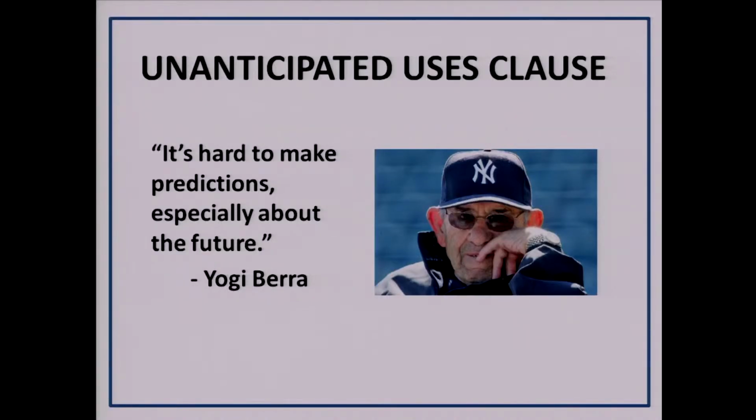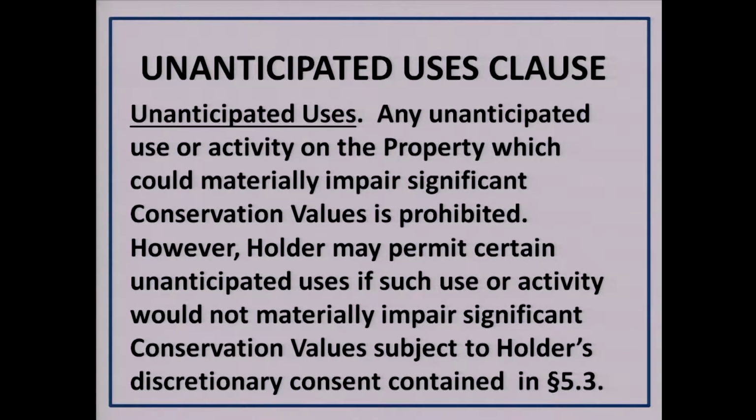To quote my favorite philosopher, Yogi Berra, it's hard to make predictions, especially about the future. So here's a clause that Thomas and I have used. Any unanticipated use or activity on the property which could materially impact significant conservation values is prohibited. No one should care if it's an unanticipated activity that has no impact on conservation values.